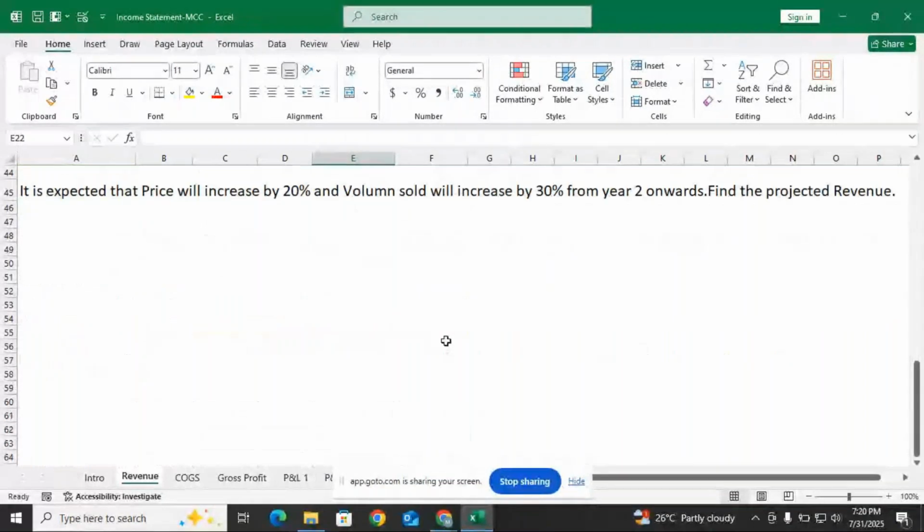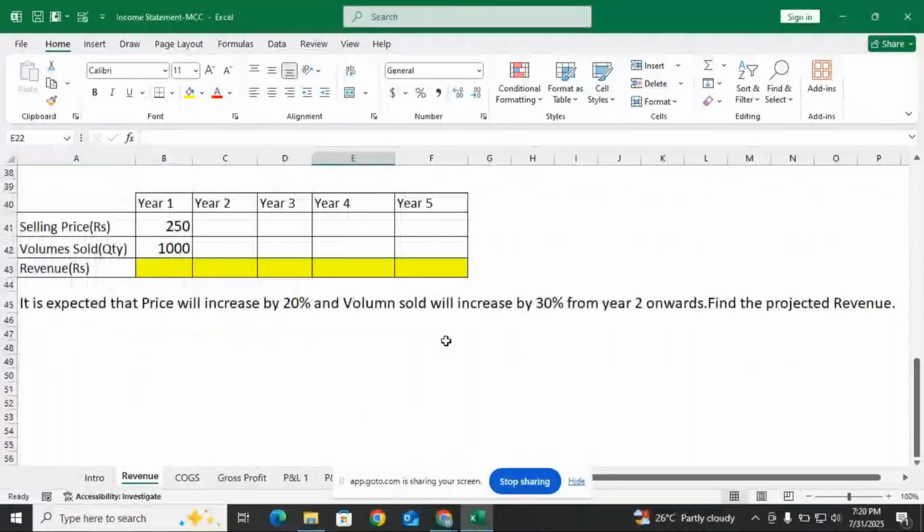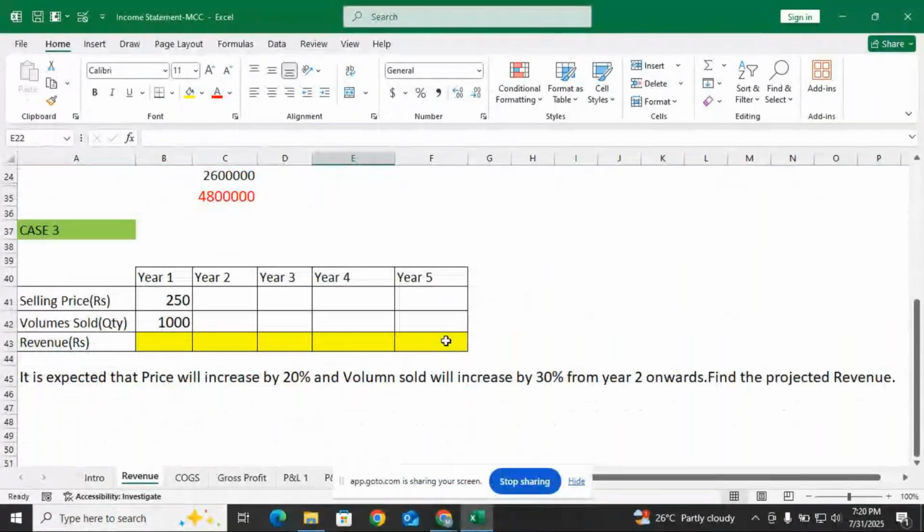What does case 3 say? Case 3 says we have got 5 years here and the selling price for the first year is given, which is 250 rupees. For the rest of the years, the selling price is not given. And what does the note say? It is expected that the price will increase by 20% and volume sold will increase by 30% from year 2. Find the projected revenue. So you have to be a little careful here.